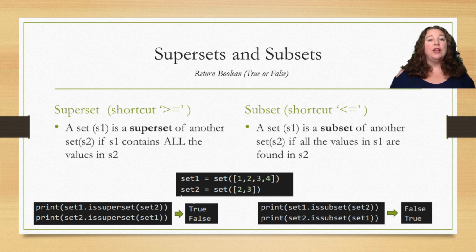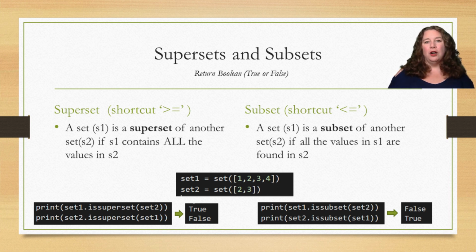Shortcuts for these are greater than or equal to for sets, because you could have two sets that were equal, and those would also be supersets and subsets of each other. A superset has more items than the other one, so that one would be a greater than. The subset has fewer items than the other one, less than or equal to. So that's why those are the shortcuts that we use for supersets and subsets.